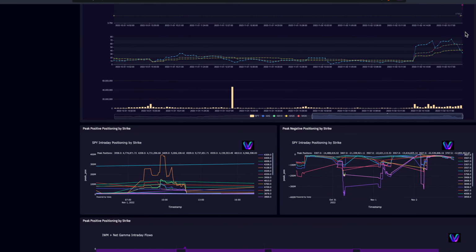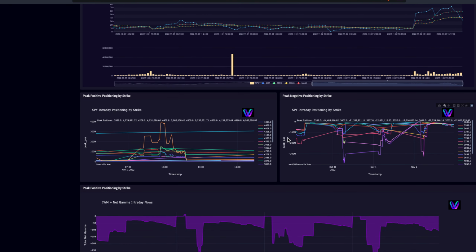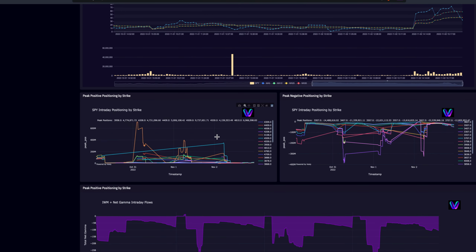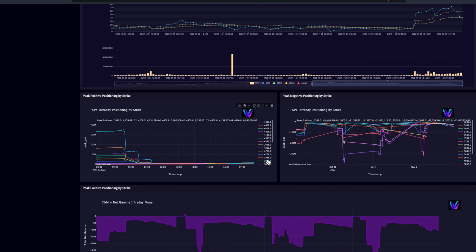I hope that makes sense. And then I guess the other part is, okay, I'm looking at all of this, fine. How do I know where positioning is? Where do I need to be looking on a historical basis?